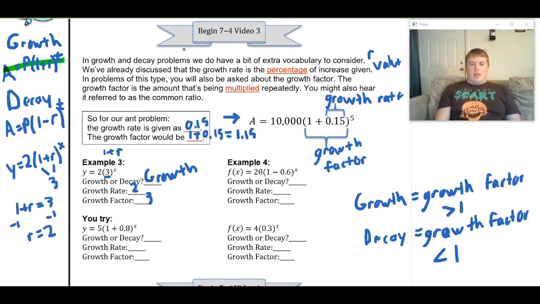So let's go ahead and look at example 2. This one's laid out a little bit differently. This time it has it broken apart between the 1 and the r instead of combining it. This does make it really easy to see that this is going to be decay since we are subtracting on the inside. It's also going to make it really easy to see our growth rate. Our growth rate is the 0.6 that we are subtracting. Anytime you can get your r right away, that's going to give you your growth rate. Now to figure out our growth factor, we need to go ahead and simplify that. So we're going to take 1 minus 0.6, and that is going to give us 0.4.